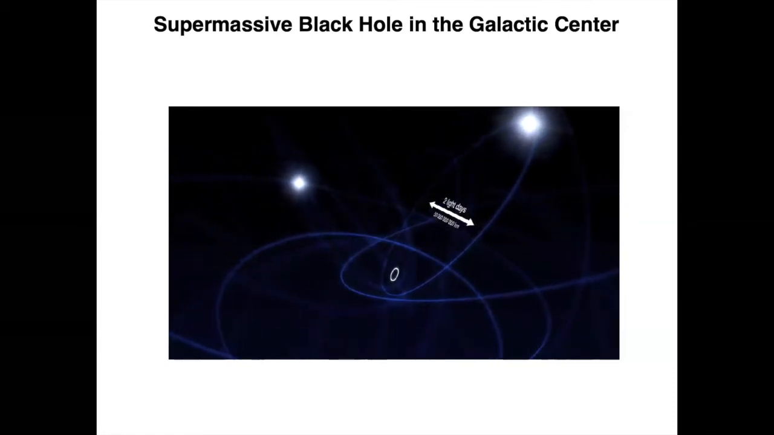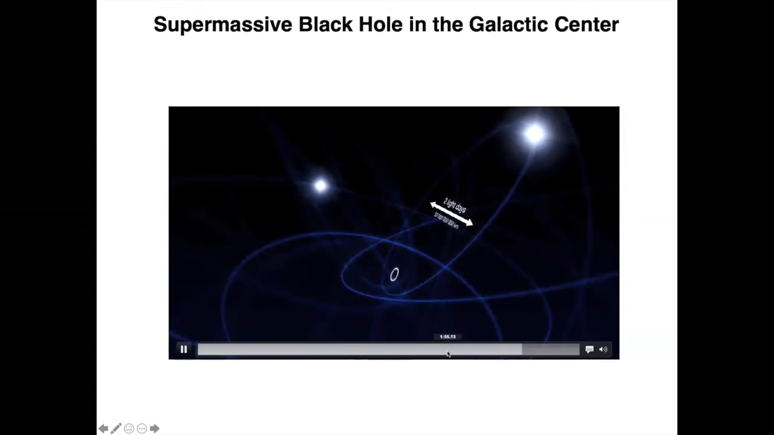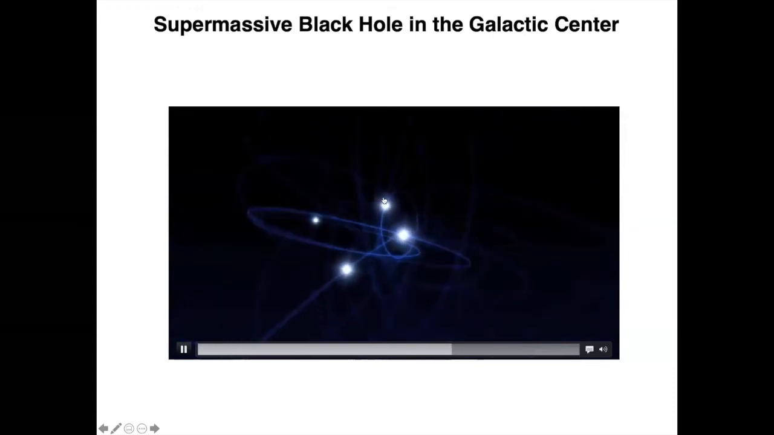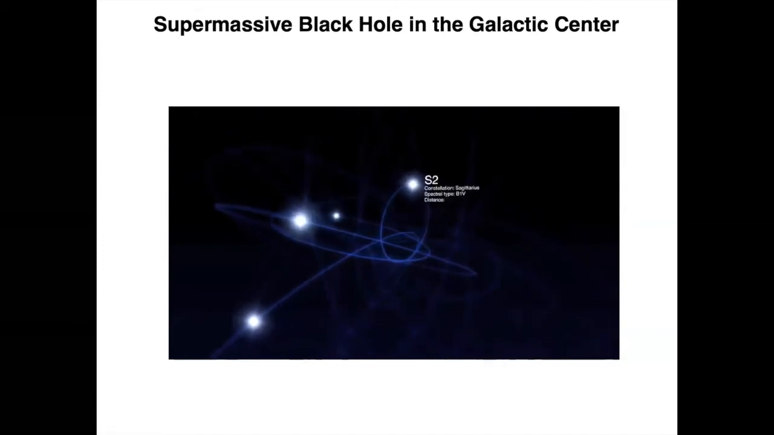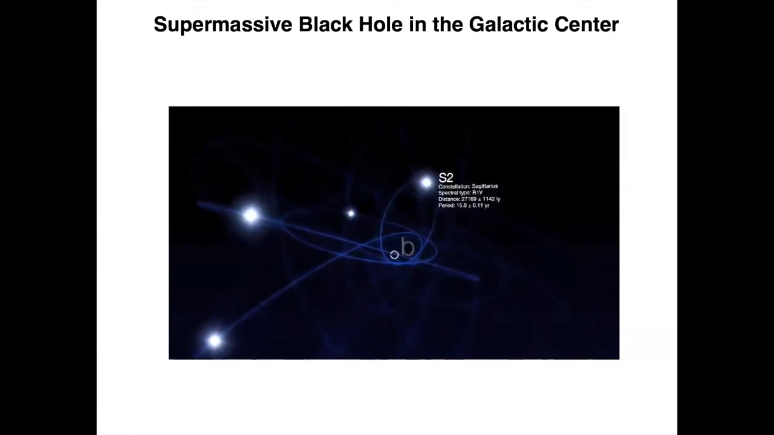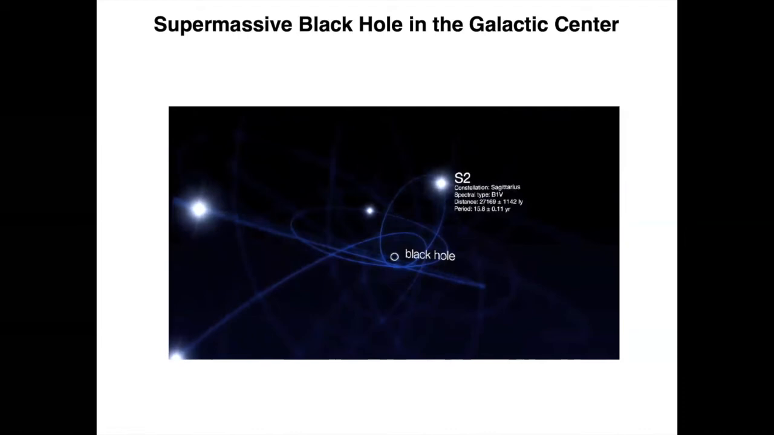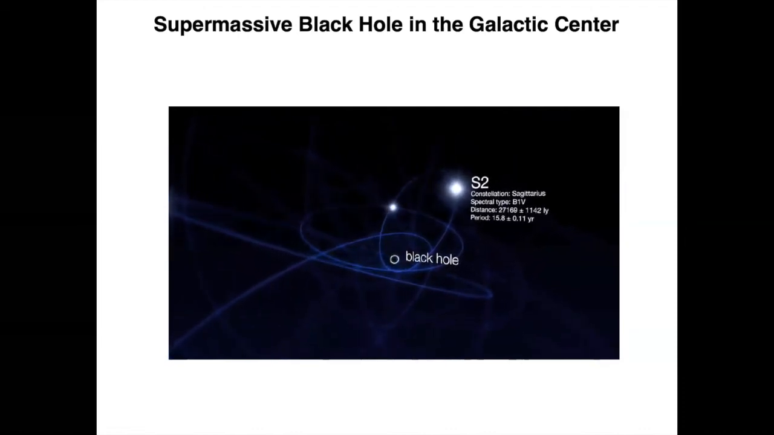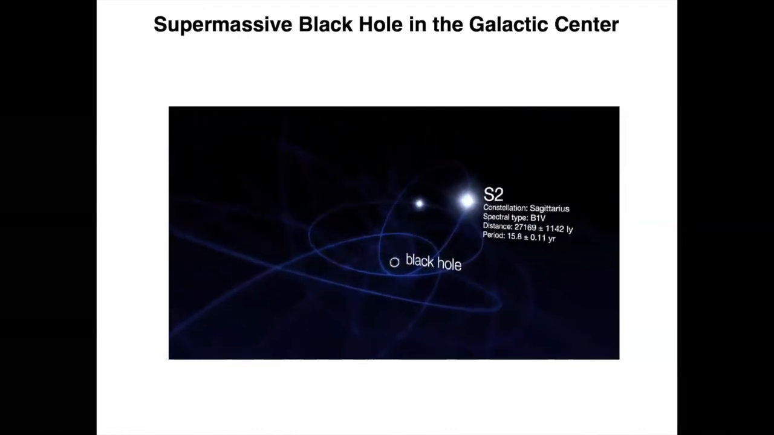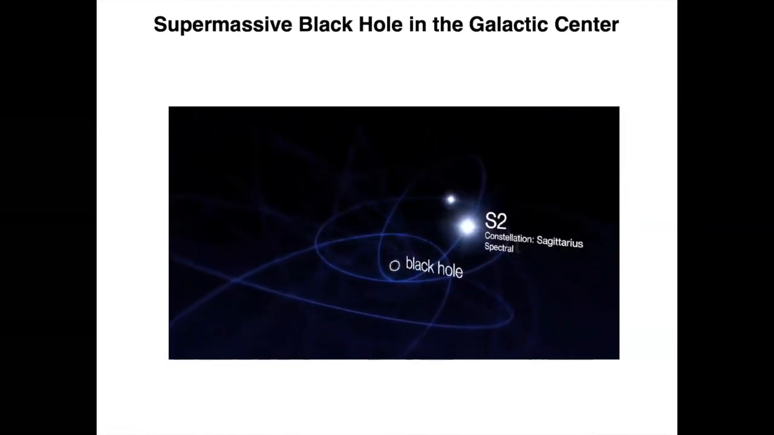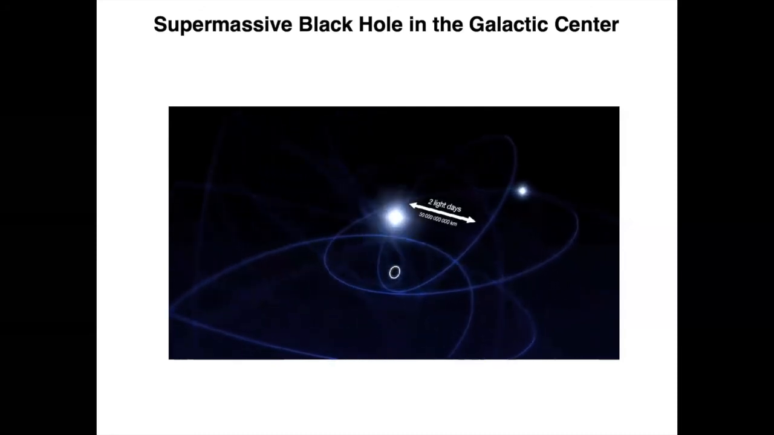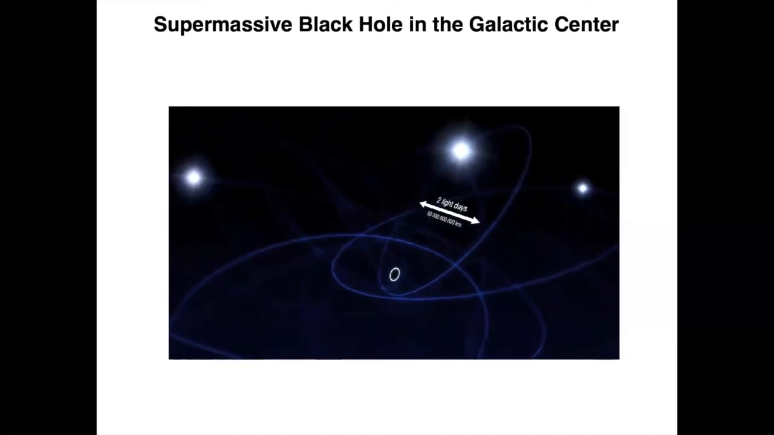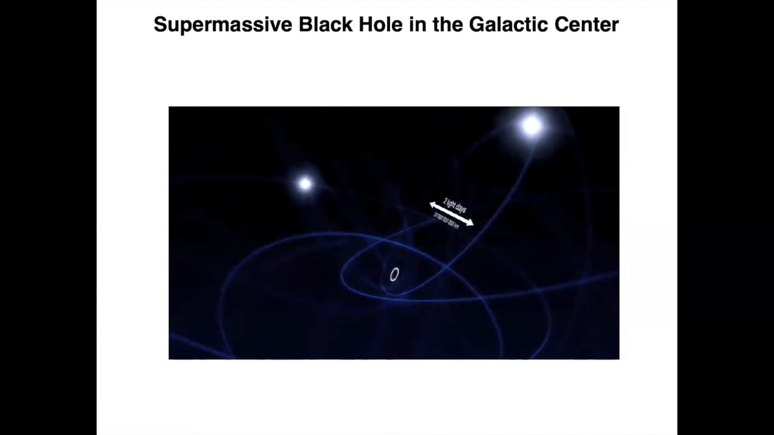Now, one star in particular, called S2, this one here, has been observed to have a very small orbit with semi-major axis of about 900 AU. The orbital period is about 15 years. Now, the mass of the black hole given by this Keplerian orbit is about 4 million solar masses.